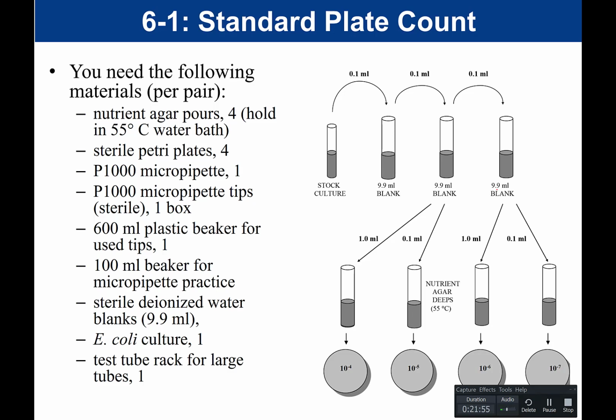You would need 1 E. coli stock culture. That's the culture you're trying to determine the titer. And then you would need 1 test tube rack for these large tubes. These large tubes would not fit in those other racks that are normally at your desk. And so we would have you gather all of these items before you begin your standard plate count.